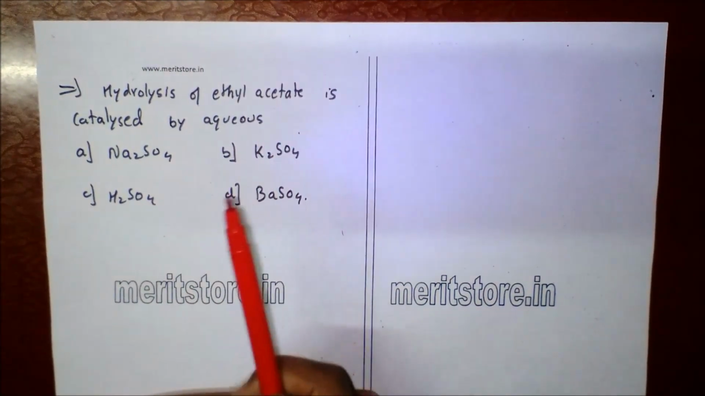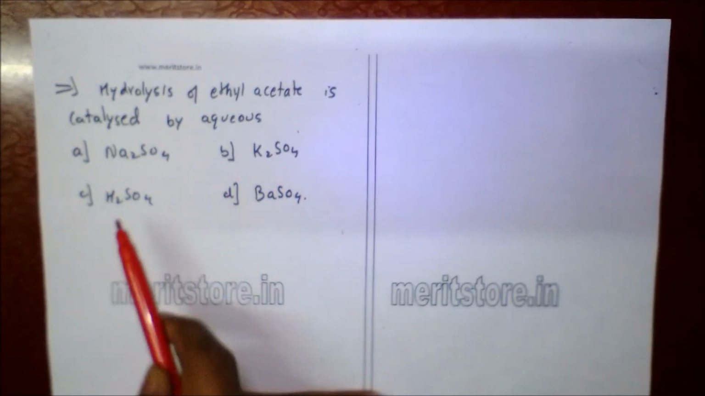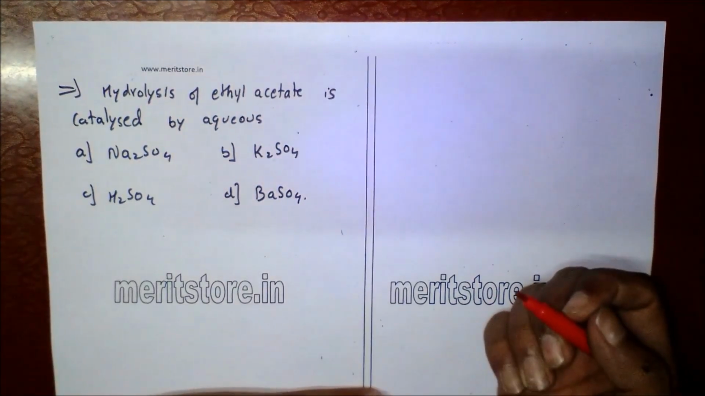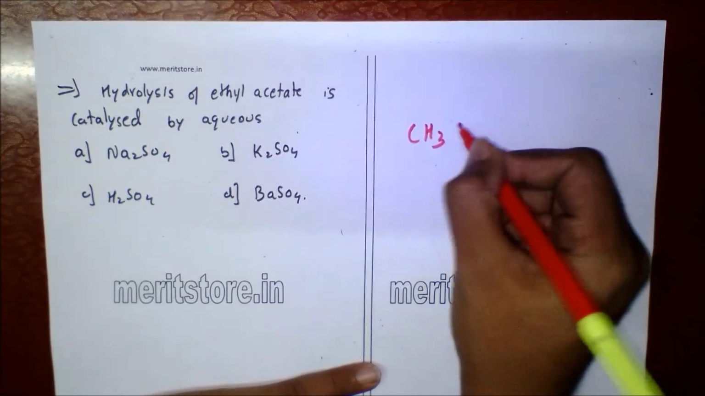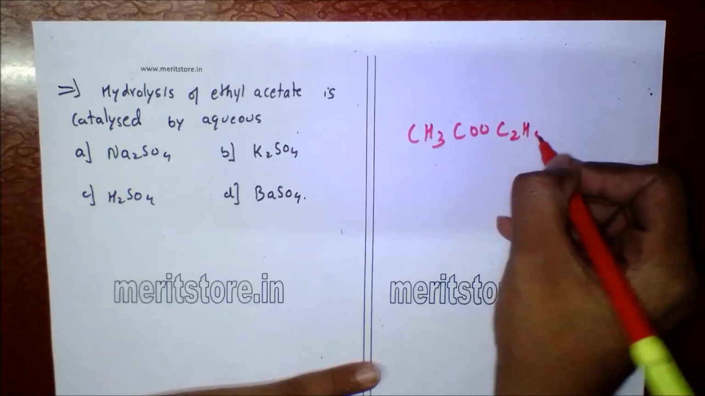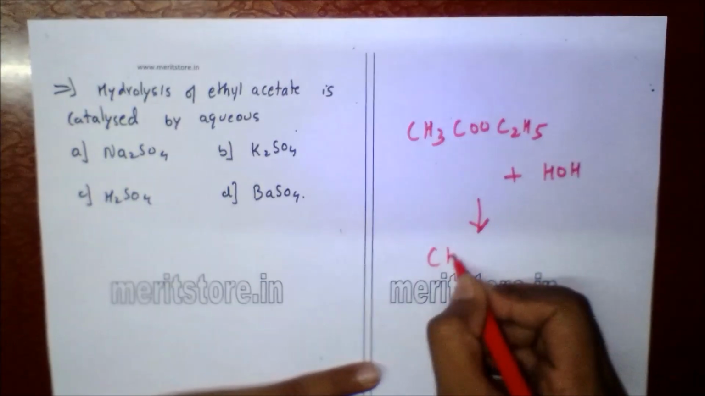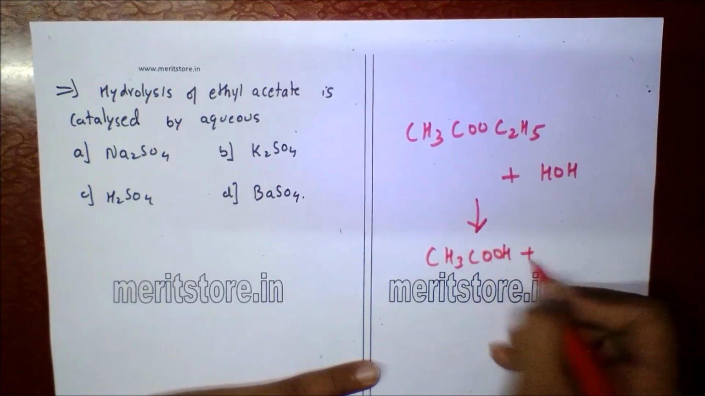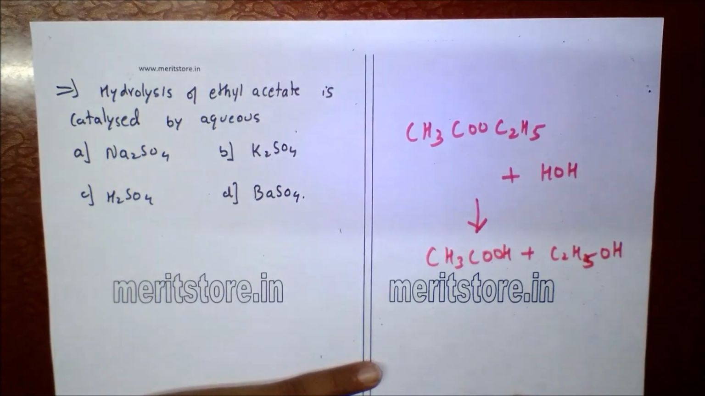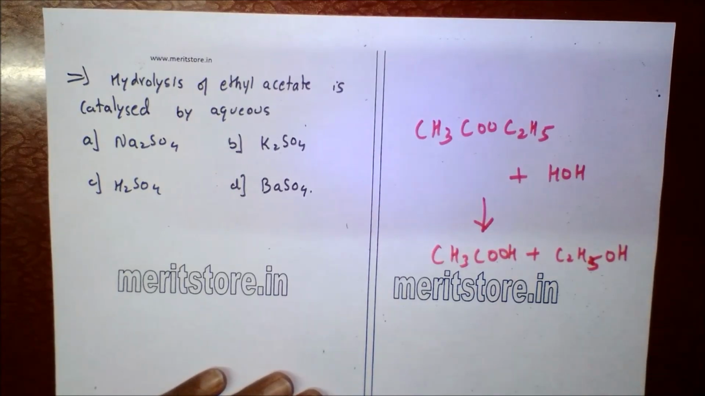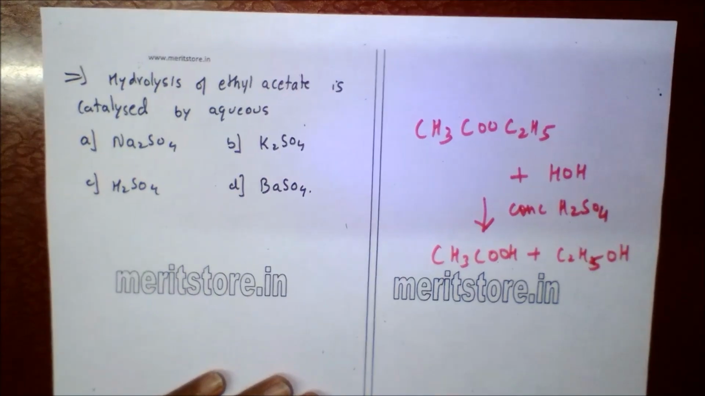Hydrolysis of ethyl acetate is catalyzed by aqueous A. Na2SO4, B. K2SO4, C. H2SO4, and D. BaSO4. Now, the hydrolysis of ethyl acetate is given by the following reaction: CH3COOC2H5 plus HOH gives CH3COOH plus ethyl alcohol, C2H5OH. Now, here, in order to catalyze this reaction, we make use of concentrated H2SO4. Therefore, the correct answer is option C.